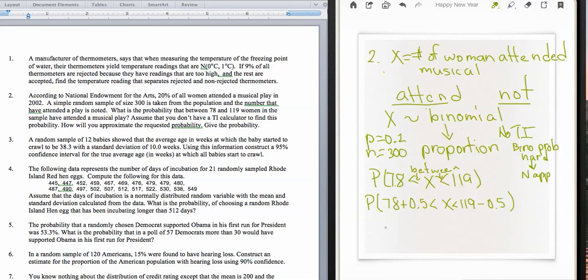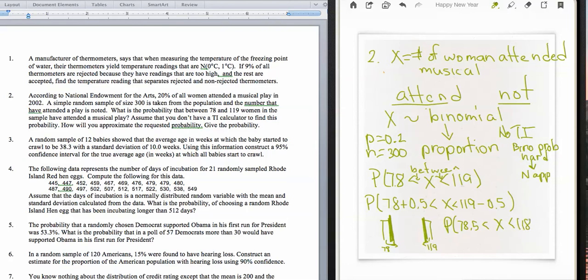And between those, I want to not include the 78. So here's my 78 bar. I have to start right here, which is half a unit to this point. And then the 119 bar over here, I don't want to include it either, so I have to start here. So I have half a unit on this side of the bar as well. So that puts me between the two. So the probability that I'm going to be calculating is 78.5 up to 118.5.